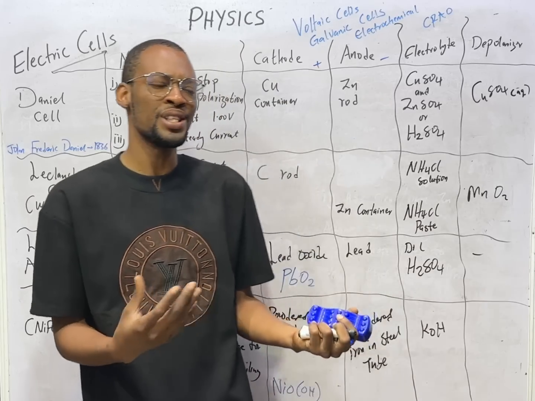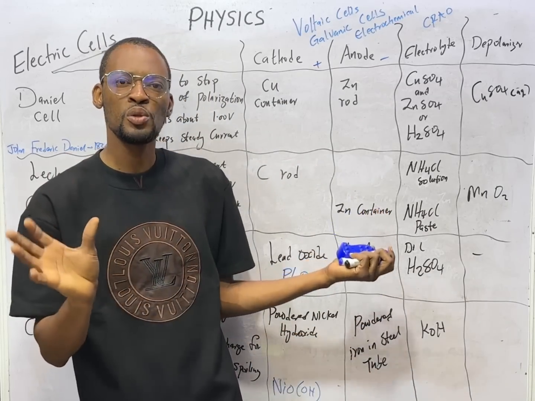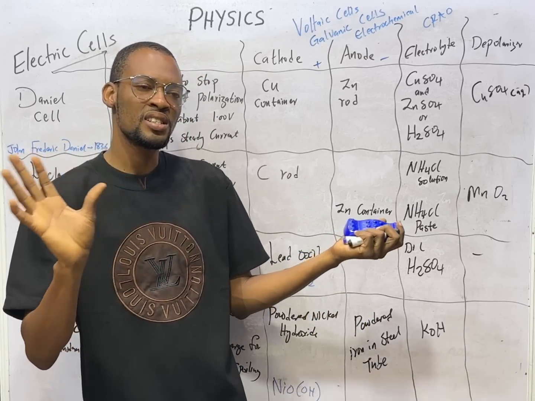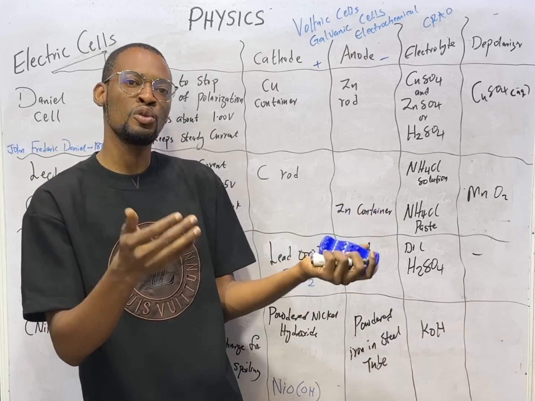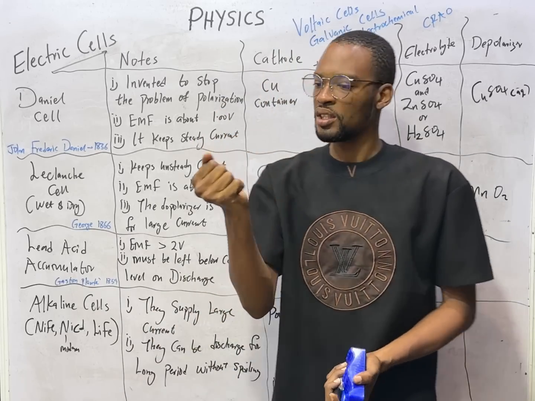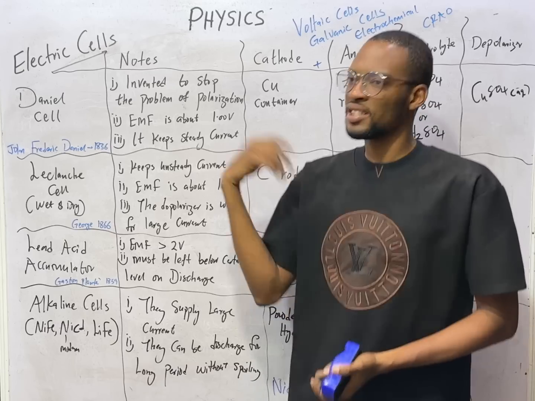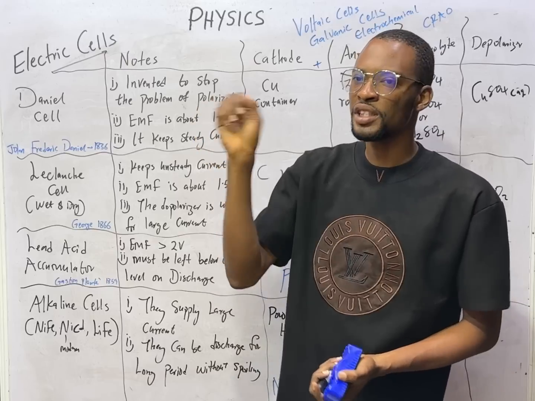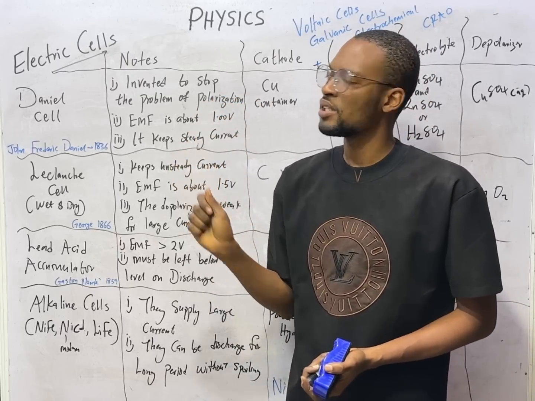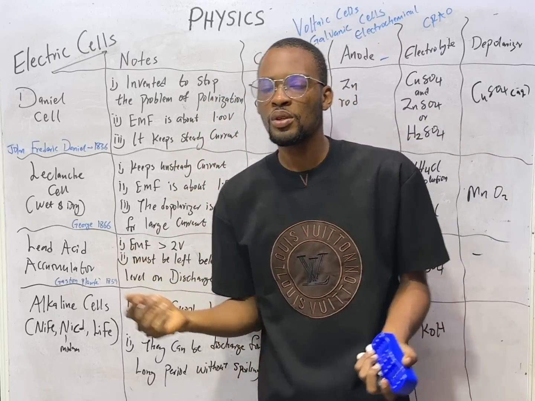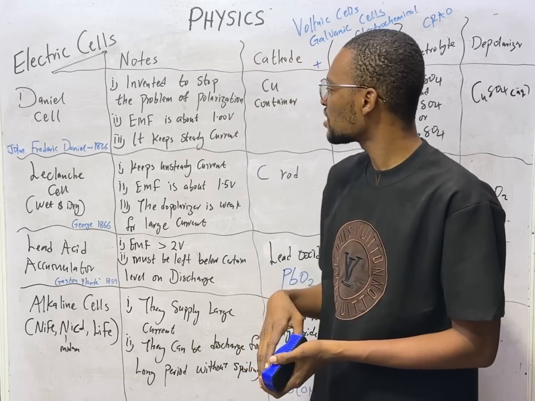EMF is simply the potential difference when a circuit is open or when it is not delivering current. It is the voltage when there's no current in a circuit, or in an open circuit. In other words, if you have a battery, the voltage delivered by that battery before connection, the voltage it is delivering, is simply the EMF. So it can deliver about 1.00 volts. That is for the Daniel cell.